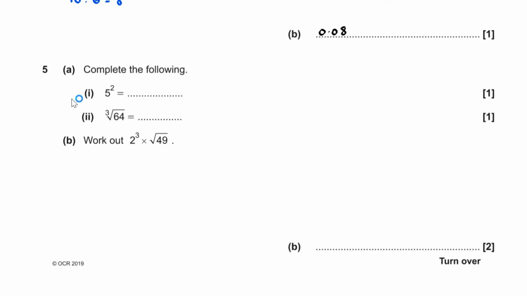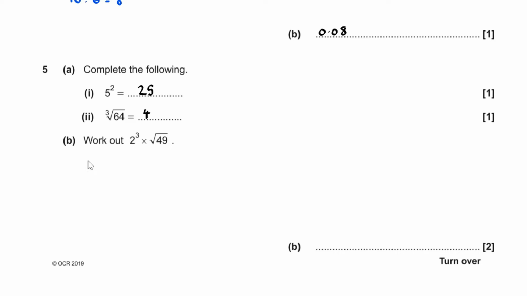Question number 5. For part A, we have to complete the following. For the first part, we've got 5 squared. 5 squared is the same as 5 times by 5, which is 25. And for the next part, we have to work out the cube root of 64. Well, we need to think to ourselves, what number do we have when we multiply it by itself 3 times, we get 64. Of course, cube root of 64 is just 4.